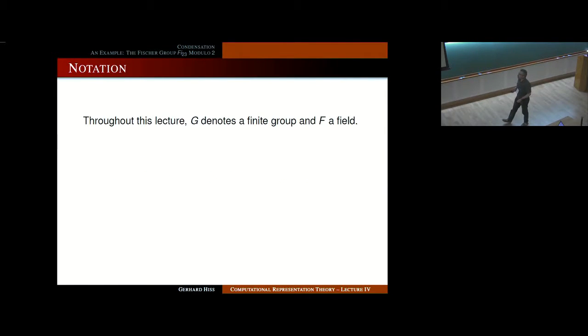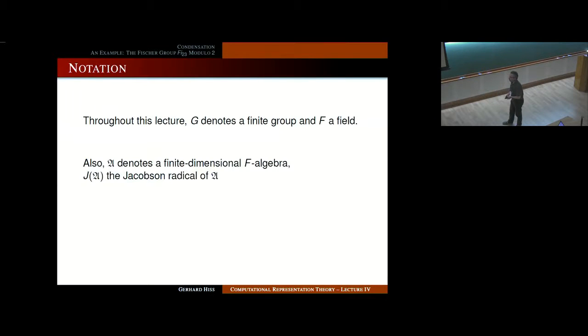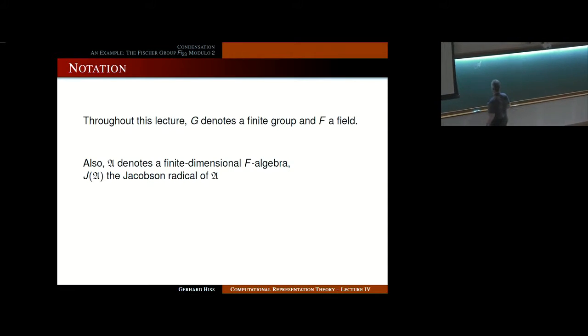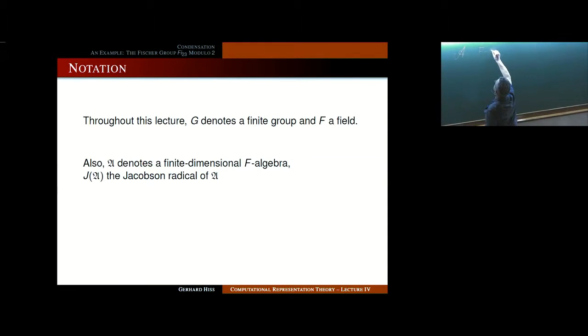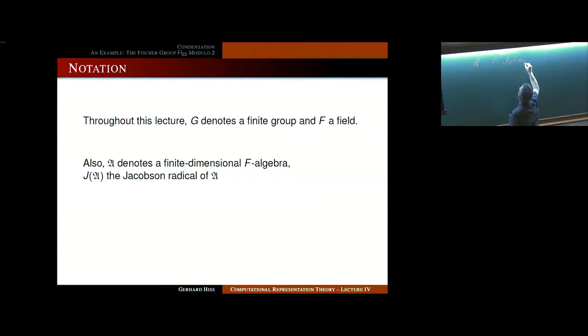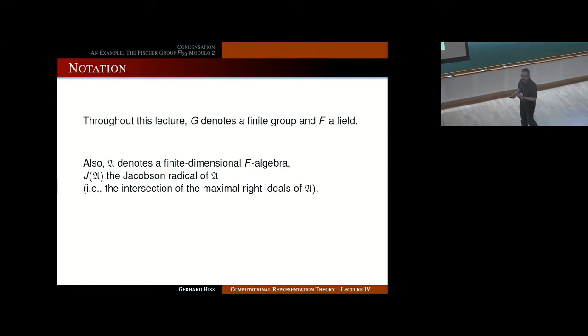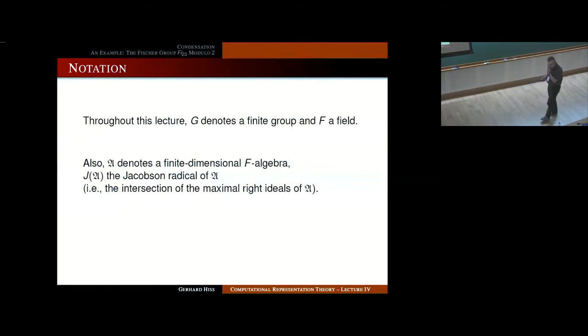Again, G is a finite group and F a field. And A is a finite dimensional F algebra. For example, the group algebra FG. J of A denotes the Jacobson radical of A. I think we are going to make use of this. This is the intersection of the maximal right ideals of A. We will make use of this in particular, I think, in the lecture tomorrow.